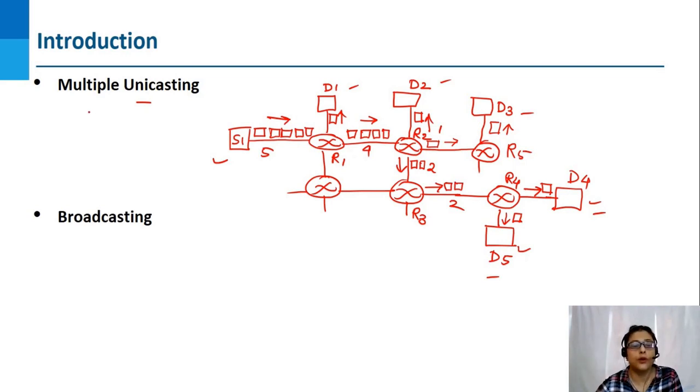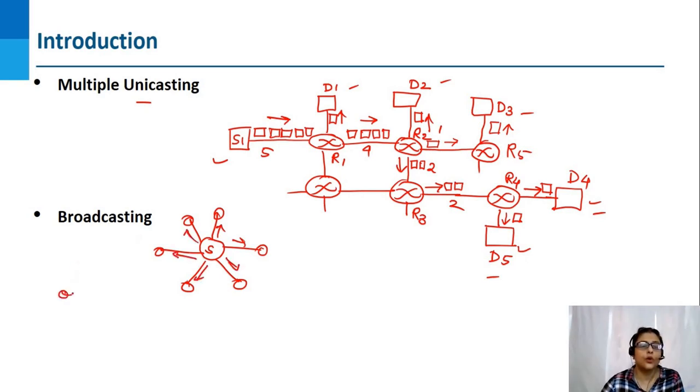Next we go to broadcasting. Broadcasting means there is a single source and all other hosts which are connected to this source will be able to get the information. So this starts like this.